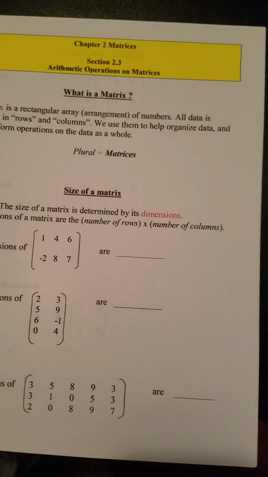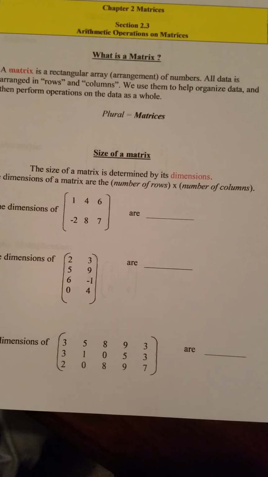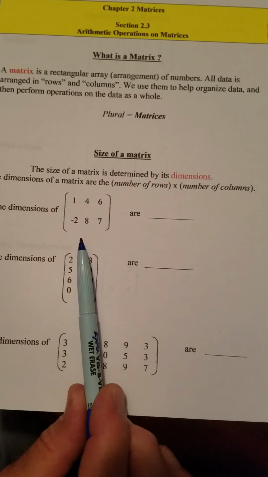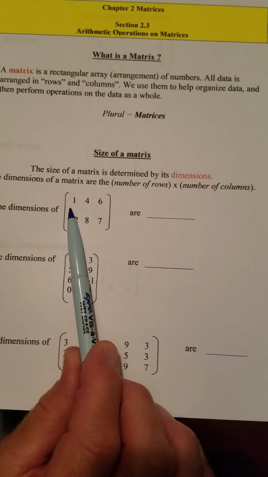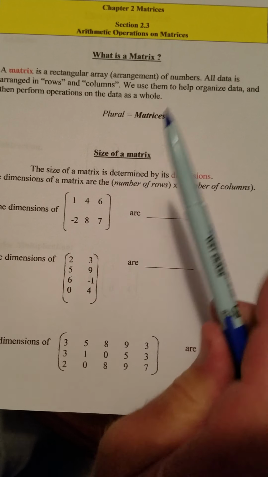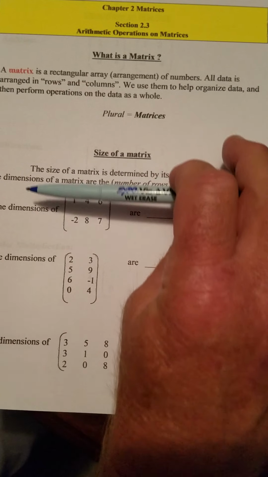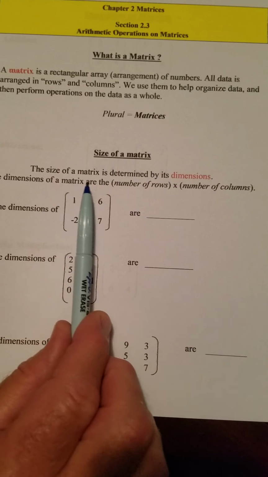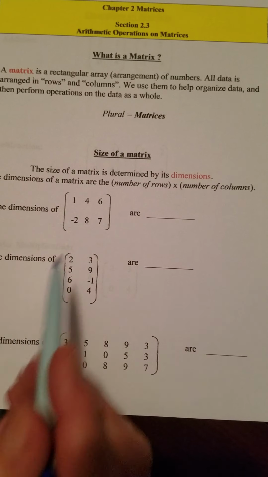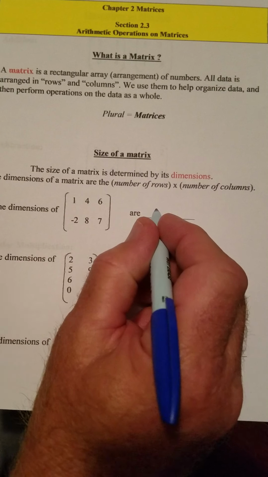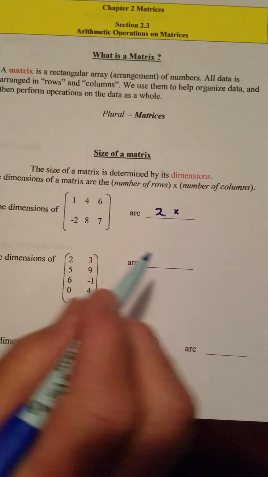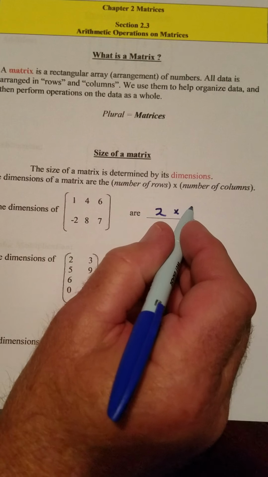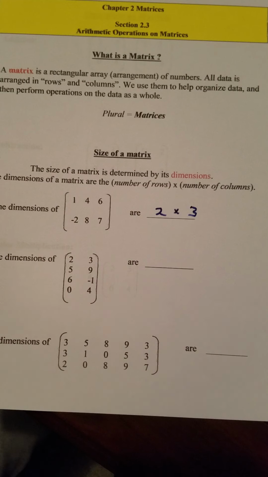Okay, let's talk about the size of a matrix. The size of a matrix is determined by its dimensions. So, for example, in this matrix that I have here, you'll notice we have two rows. The rows go across. So we got a row here and a row here. And then the columns go up and down. So we have two rows, and we have three columns. So this would be a 2 by 3 matrix. Okay, very simple.